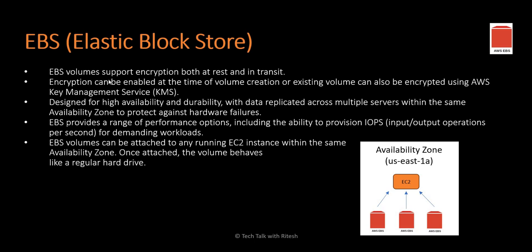Next point is that EBS volumes support encryption, both at rest and in transit. We will see what that means. Encryption, I think we all know, technical people, is just to save secured data, something related to security. But this service supports encryption both at rest and in transit. While the data is in transition, that is called transit. And when it is just stored, not in transit mode, then it's called rest. I will explain it.